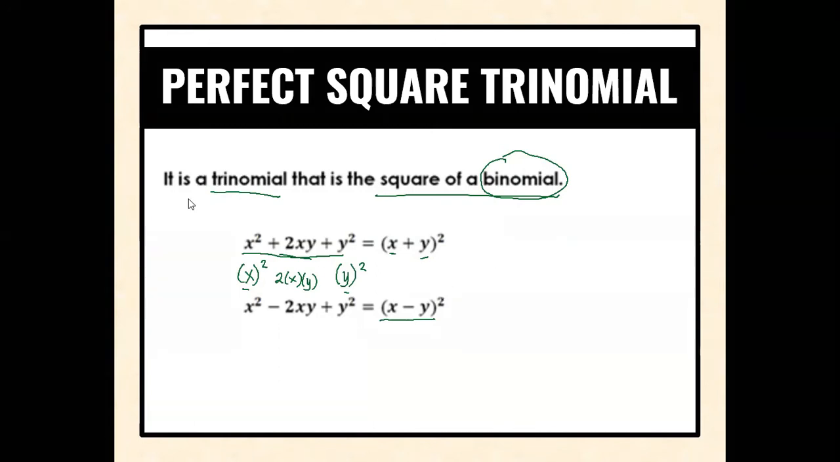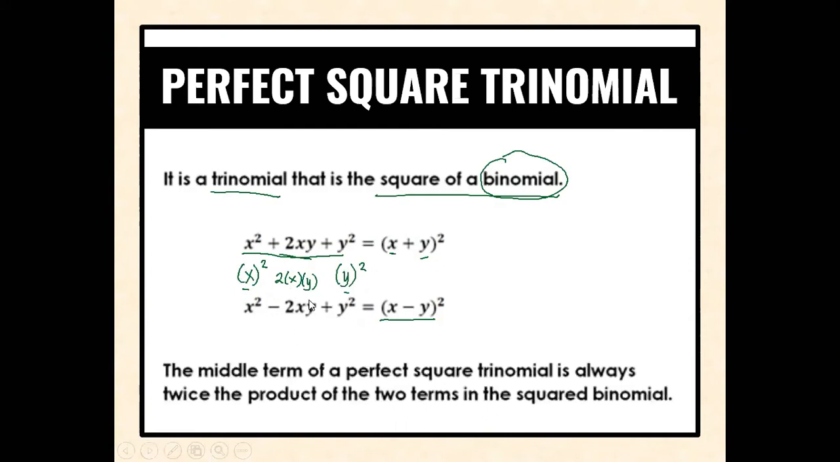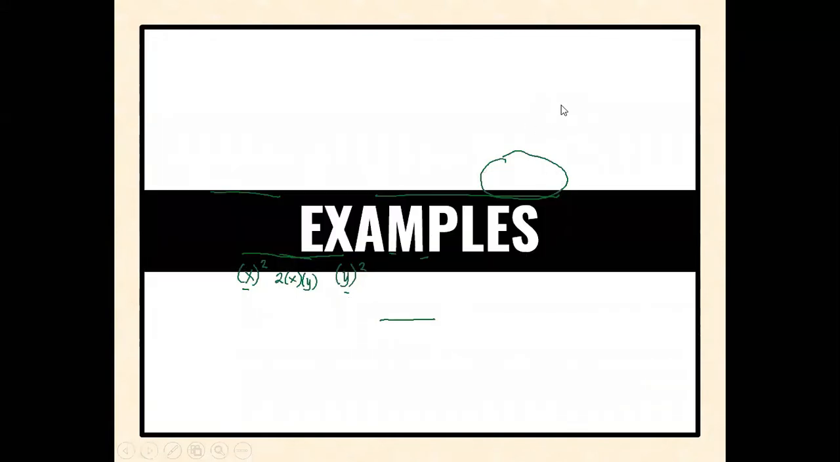So again, remember that there are only two conditions you must check in order to say that it is a perfect square trinomial. First is that the first term and the last term should be positive and they should be perfect squares. And the second condition is that the middle term of the perfect square trinomial is always twice the product of the two terms in the squared binomial. If that is the case, then you can write the factors of that trinomial as a square of a binomial. So let's have some examples.